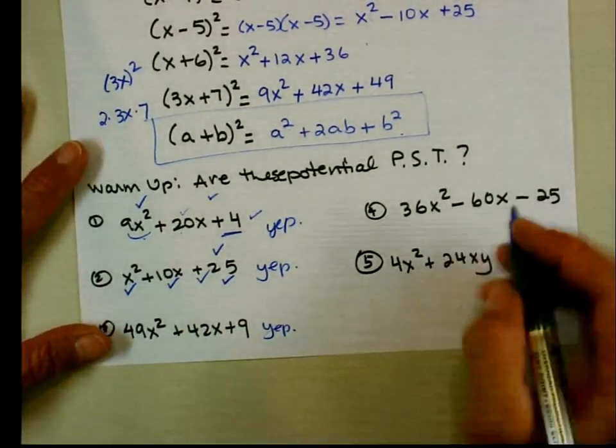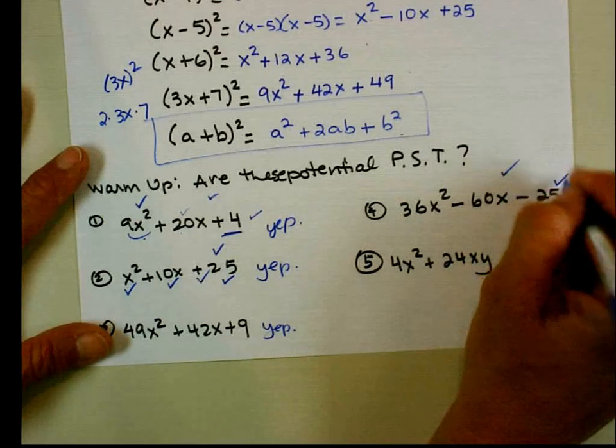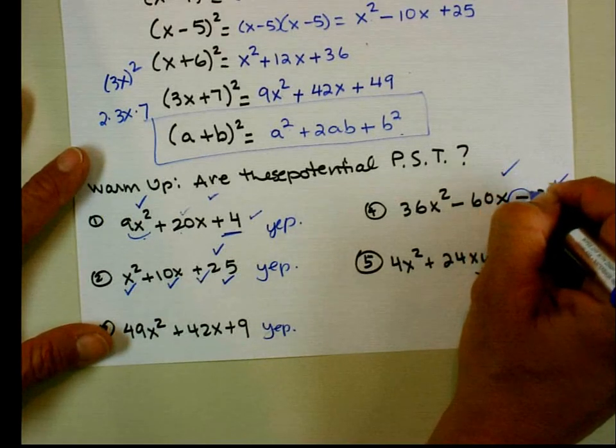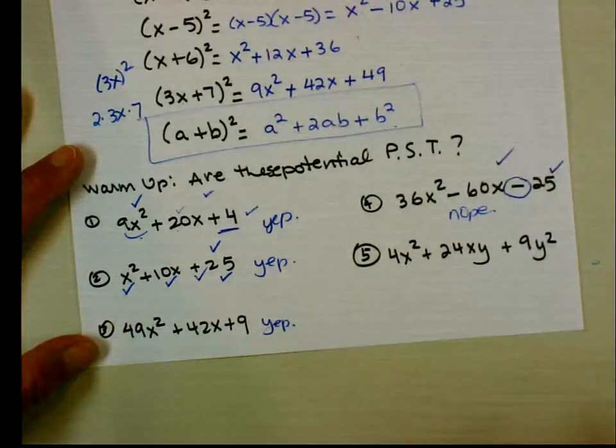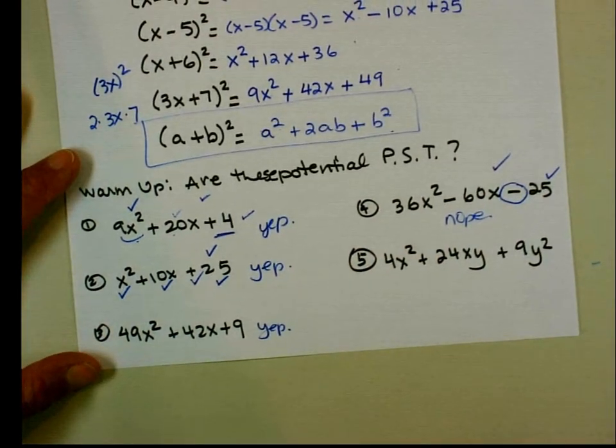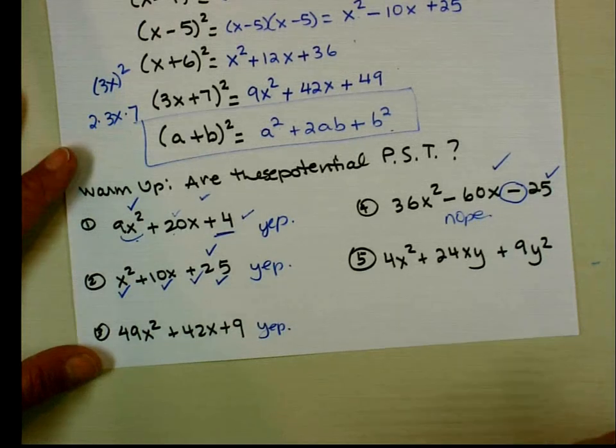For 4, I have a trinomial, check. I have a perfect square, check. Oh, but it's negative. Nope. Right? No chance that that can be a perfect square trinomial because the constant term's negative. So I'm not even going to look.